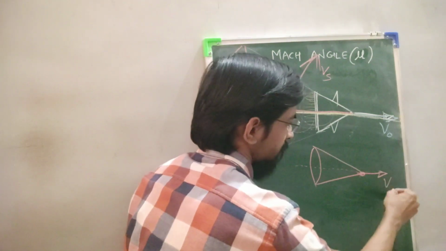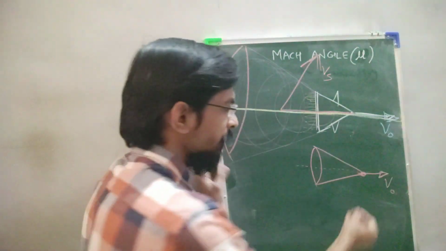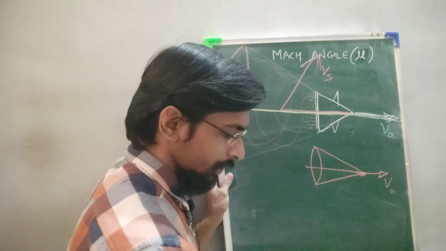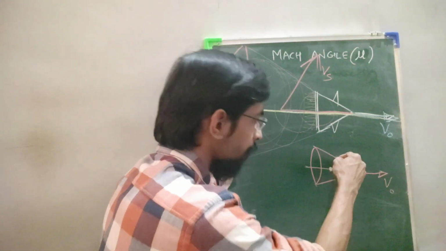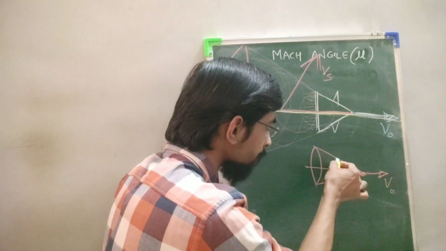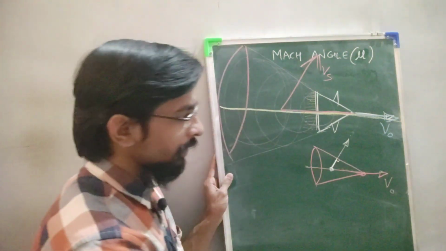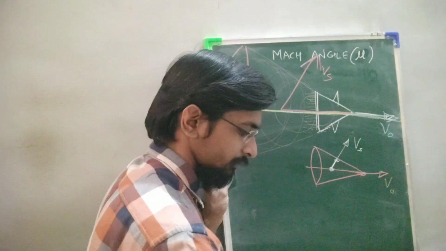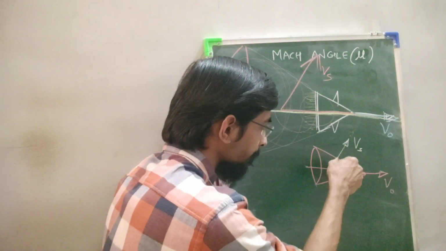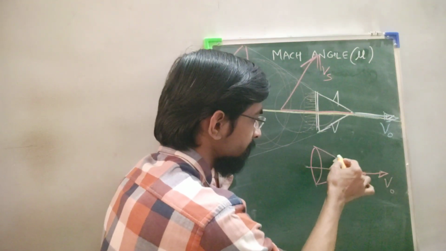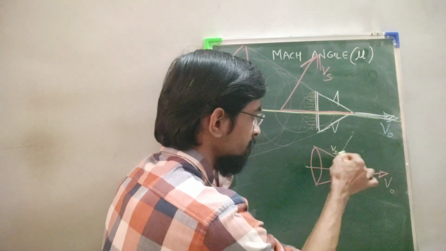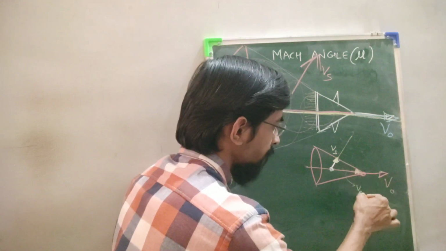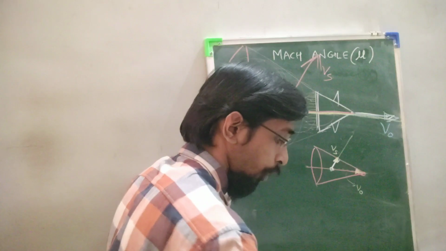This is the velocity of the object VO, that can be represented as this vector. This is VO, and you take any point and you have a normal. This normal vector will be representing Vs, the velocity of sound. Let the vector be this much only, then also it's fine. So let this be Vs, and let's end the arrow over here. This being VO, the speed of the object.